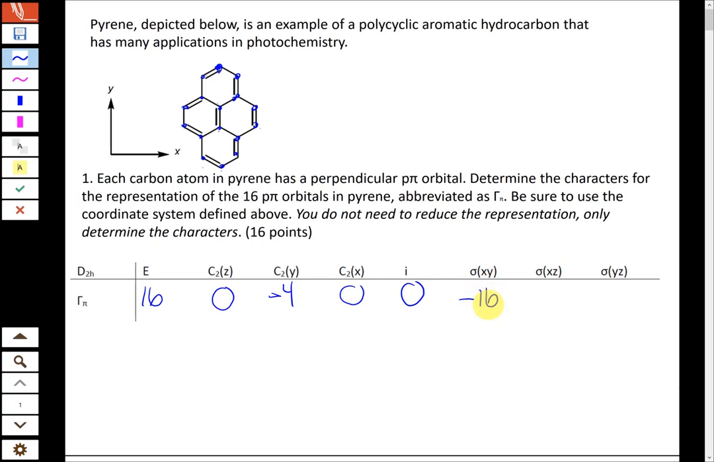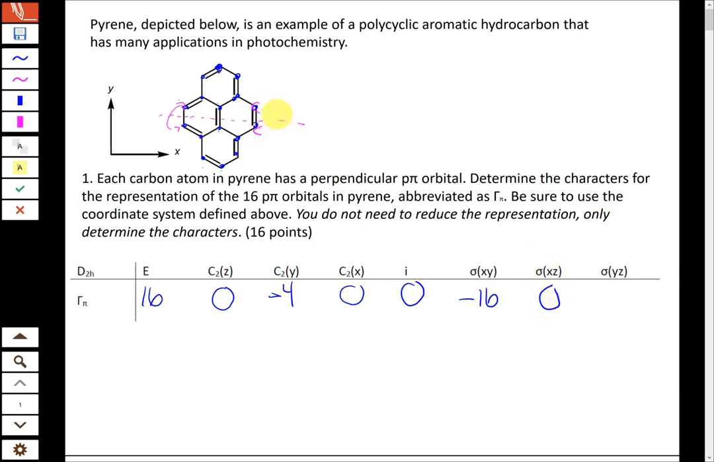So we get a character of minus 16 for that one. And then finally for XZ and YZ. XZ is going to be a horizontal mirror plane that goes through like this. None of the orbitals change sign under this reflection, but there are no pi orbitals on that plane, so they all would reflect to a new position. For example, these two flipping with each other, these two flipping with each other, and so on. So all 16 orbitals move, so we get a character of 0 for that one.